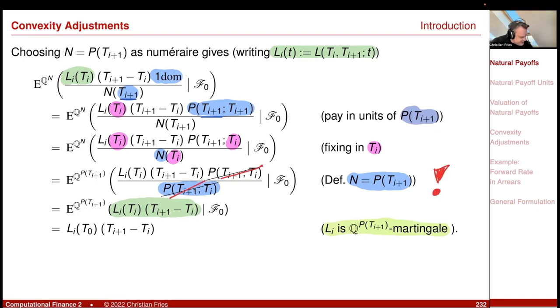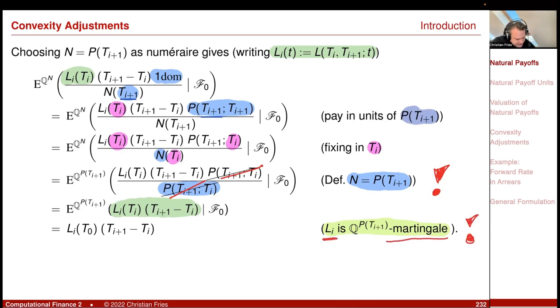Okay, so we cancel here our numerator with the payoff unit. So that was the first thing. We can do this always if we make the right choice of the numerator. And there was the second lucky thing.